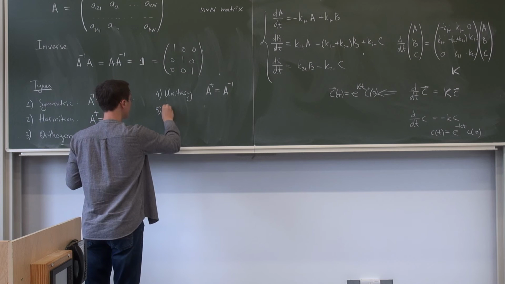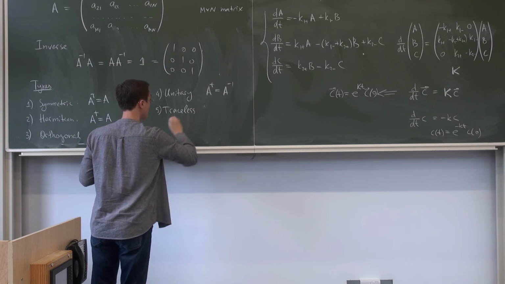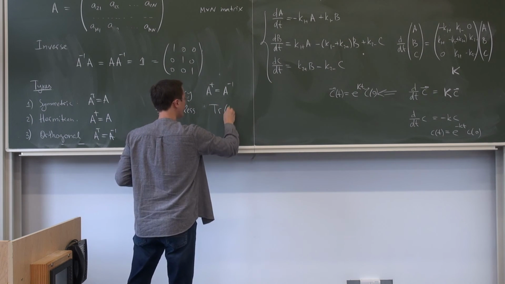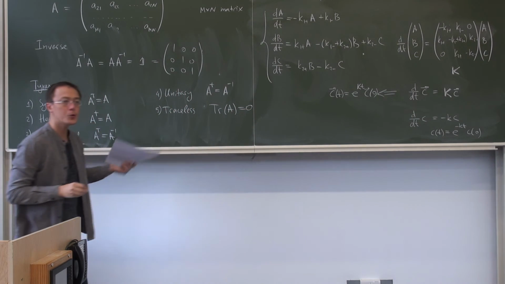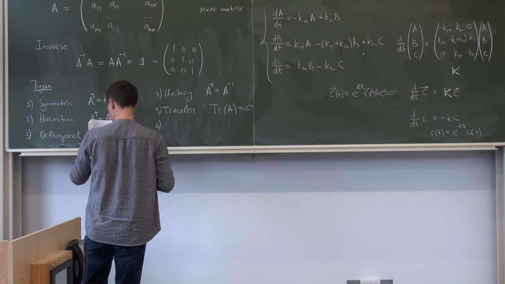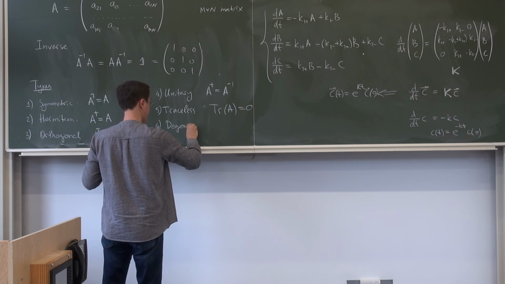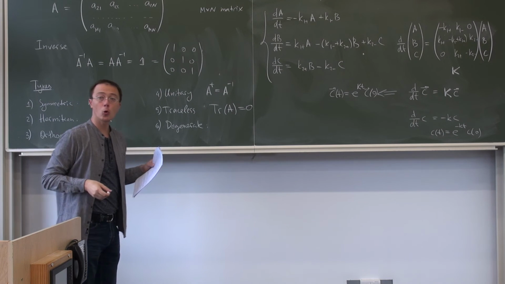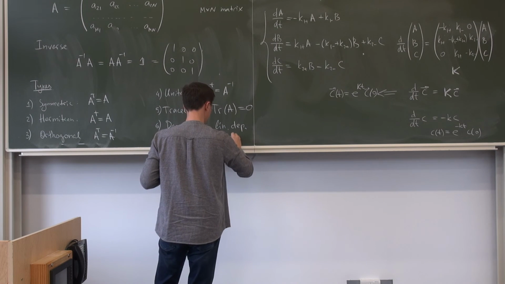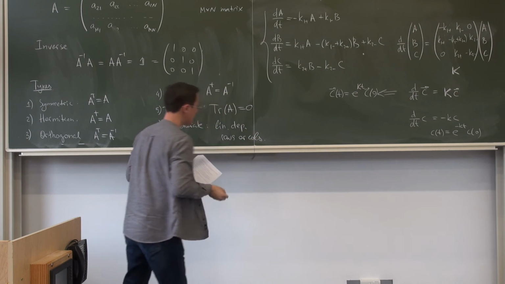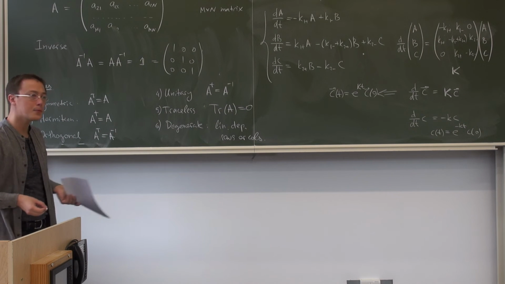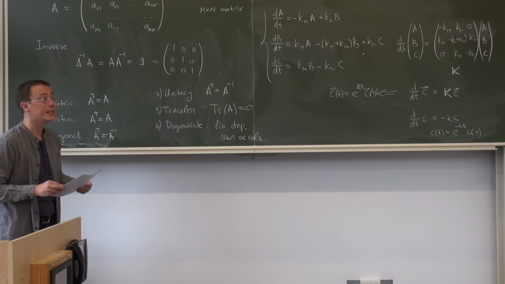Then five, traceless. A trace is the sum of all diagonal elements. So when trace A is zero, it's called traceless, because it doesn't change on rotations, for example. And then item six, degenerate. That means rows or columns are linearly dependent. Equivalent is zero determinant. So this is not particularly systematic, it's just the six types of matrices that you will encounter in your daily life.